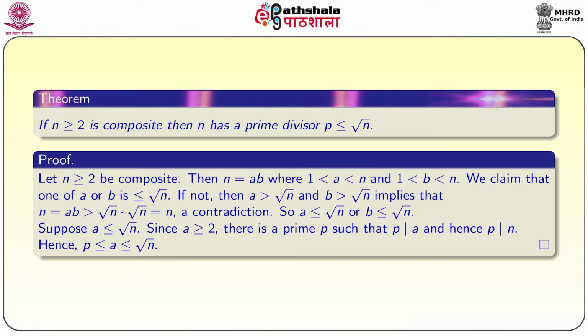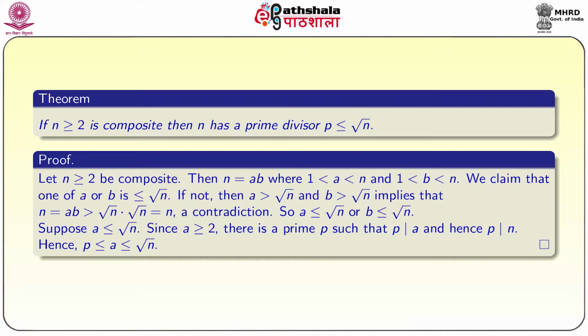Now, we will prove another result. If n greater than or equal to 2 is a composite number, then n has a prime divisor p which is less than or equal to root n. The proof is very simple. Let us assume that n is greater than or equal to 2 and a composite number. Then n is equal to ab, where both a and b lie strictly between 1 and n.